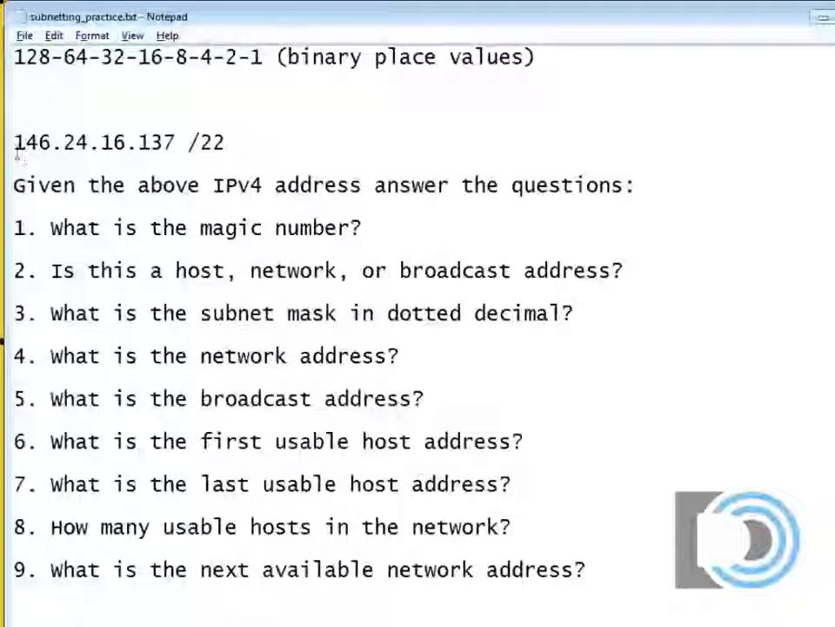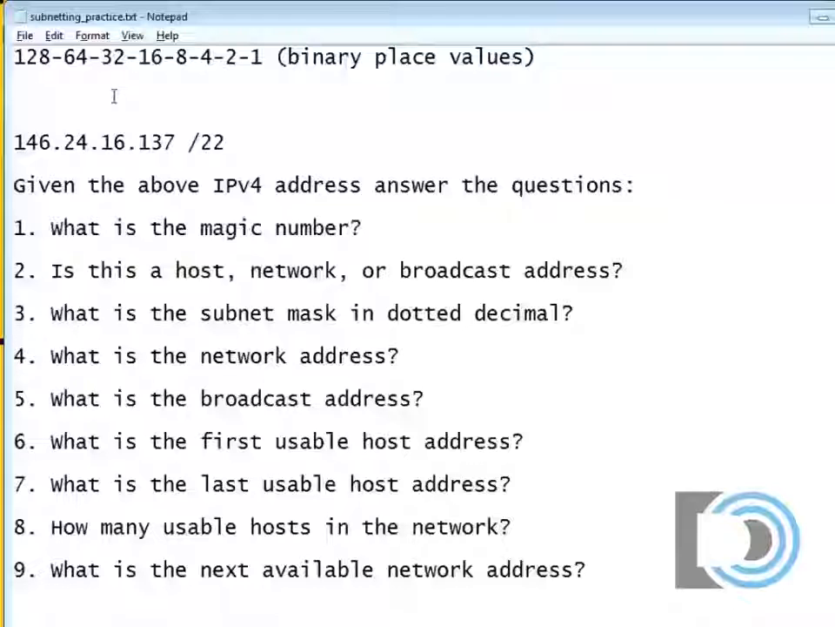First of all, we've been given this address, and this is a harder subnet mask range. But I'm going to take the same approach and show you that you don't really have to change much to get the right answer, okay? So I've got my binary place values up here too. And the first thing I need to find, in my methodology, is the magic number.